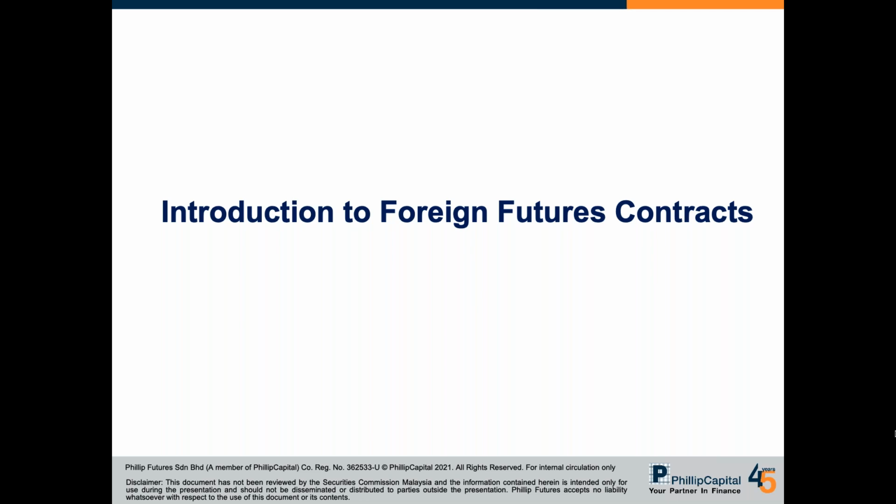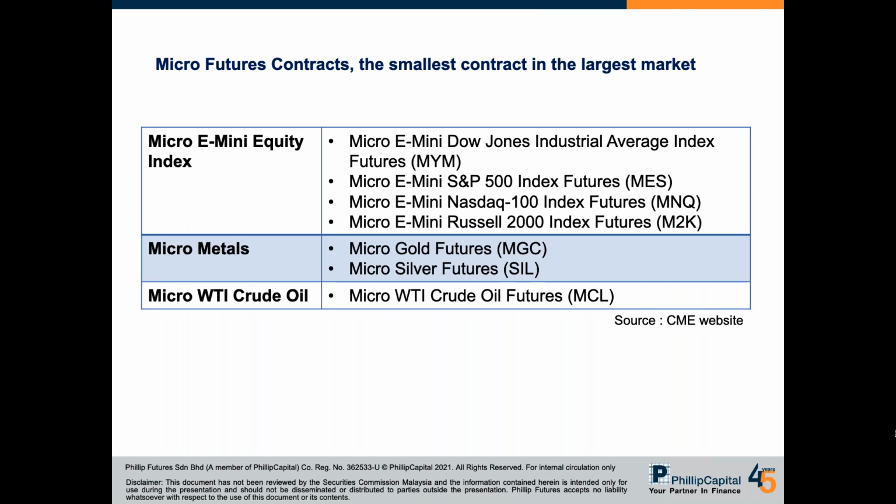So what is actually a micro futures contract? It is the smallest contract in the largest markets. We have micro E-mini equity indexes, which include the S&P 500, Nasdaq 100, the Dow Jones, and the Russell. And then we also have micro metals: micro gold, micro silver, and micro WTI crude oil.